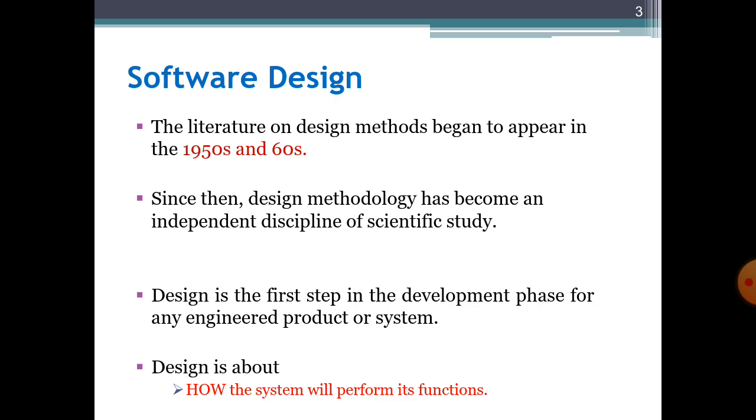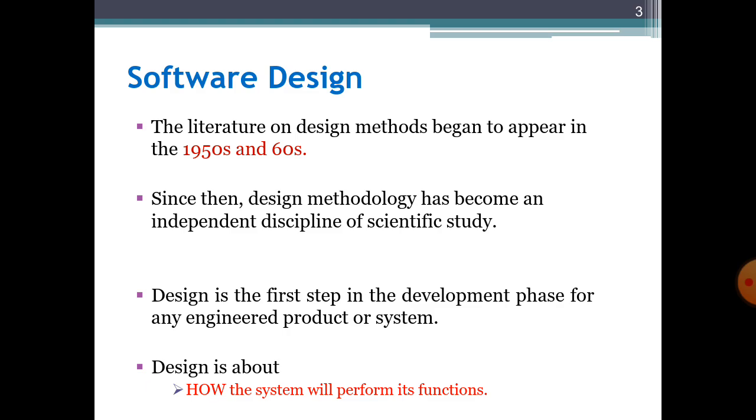Design is basically the second phase of the development process, which starts right after the requirement phase. Basically, design is about how the system will perform its functions. The requirement phase, requirements engineering, is basically a problem domain, and the design phase is basically a solution domain. In the requirement phase, we are told what the system will do; we do not focus on how the system will do it. We only focus on how the system will perform its functions in the design phase.